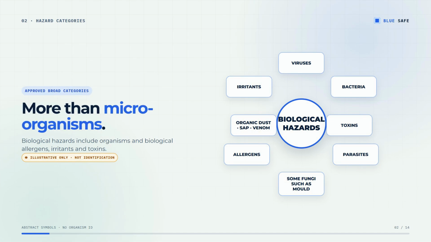Biological hazards can include viruses, bacteria, and parasites. They can also include some fungi, such as mold, and biological allergens, irritants, and toxins. Approved examples include organic dust, sap, and venom. These categories are broad, so the visual symbols in this video are illustrative only.